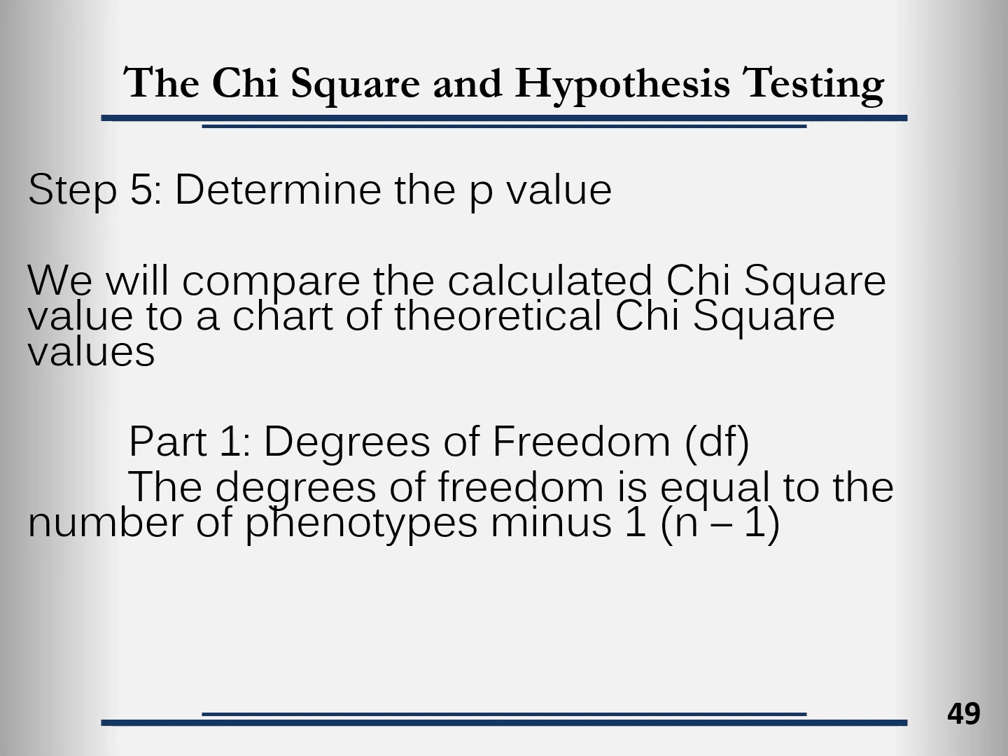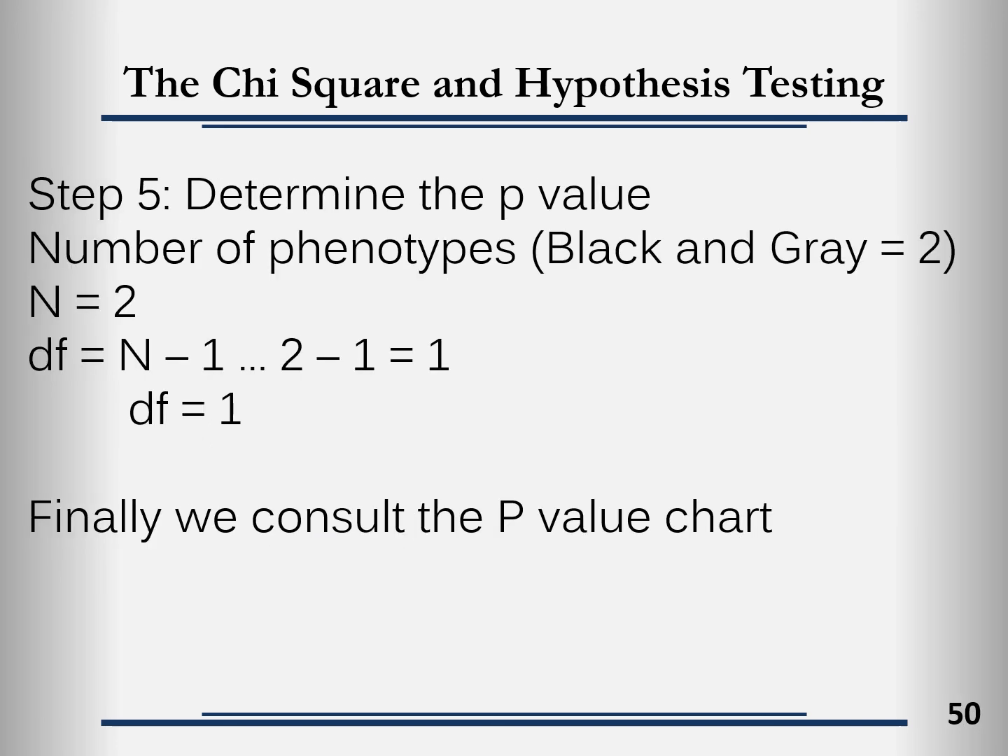Now, to determine the p-value, we have to compare our chi-square value of 6 to a chart of theoretical chi-square values that the statisticians have helpfully created for us based on the random distribution, the normal distribution. The other thing we have to think about is the degrees of freedom. When you're doing a chi-square goodness of fit, the way that you calculate degrees of freedom is the number of phenotypes minus 1. In this case, our phenotypes are 2. So 2 minus 1 is 1.